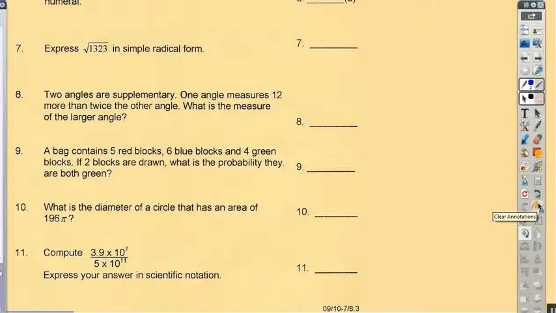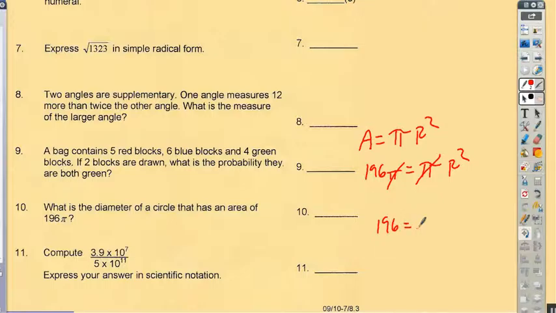All right, number 10. What is the diameter of a circle that has an area of 196 pi? Well, we know that area is equal to pi r squared. And so my area is 196 pi, equal to pi times the radius squared. Well, pi divided by pi cancels out, right? So I have 196 is equal to r squared. Well, take the square root, and I know off the top of my head that the square root of 196 is 14. So r is 14, therefore my diameter is going to be twice 14, which is going to be 28.